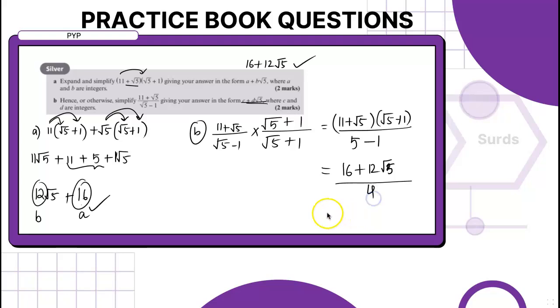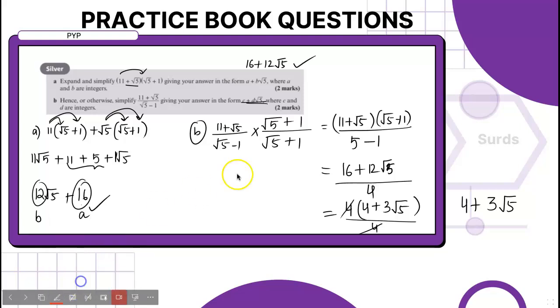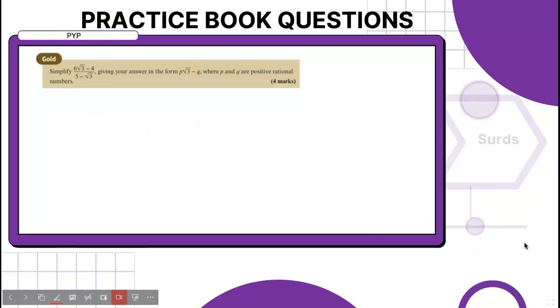Over 4. Can we take the 4 common from the top? If we take 4 common, it would be 4 plus 3 root 5, and down there we have 4. That can be cancelled. So we get the final answer 4 plus 3 root 5, where 4 is C and 3 is D. So we are done with our silver level also. Let's move to the gold.